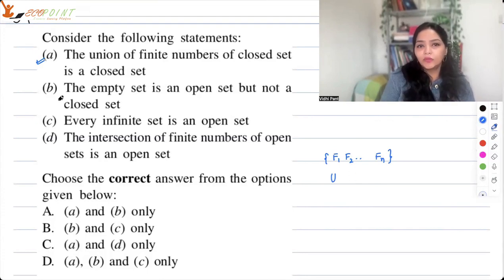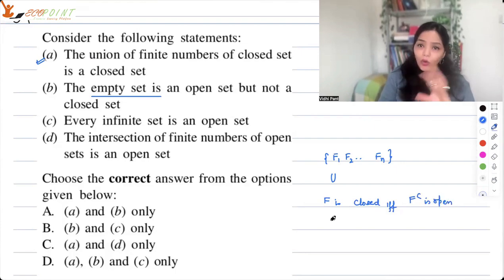The empty set is an open set, but not a closed set. Well, the empty set is open as well as closed, actually, because it is vacuously true. The definition of a closed set is that F is closed if and only if its complement is open. Now, phi is open. The complement of phi is entire R. R is also open. So since the complement is open, therefore it is closed as well. So this is not correct.